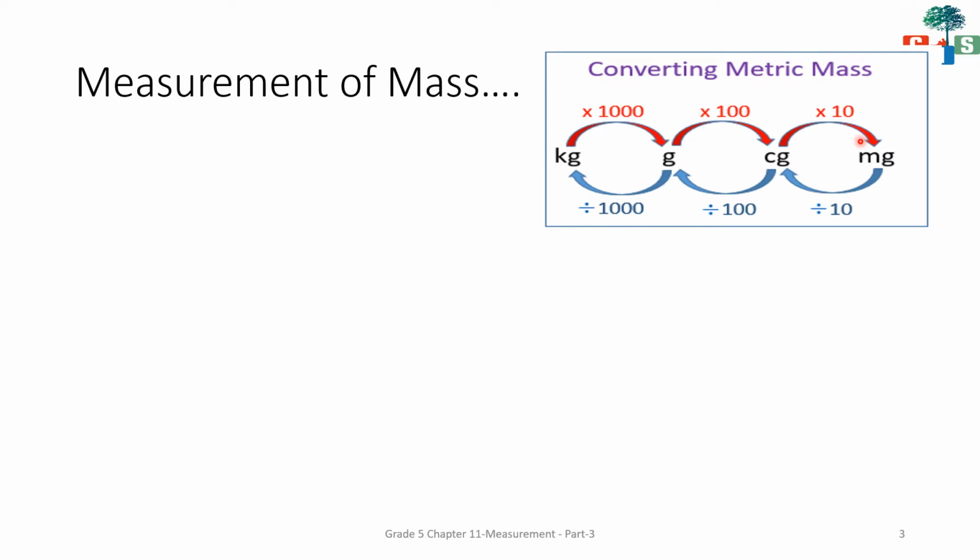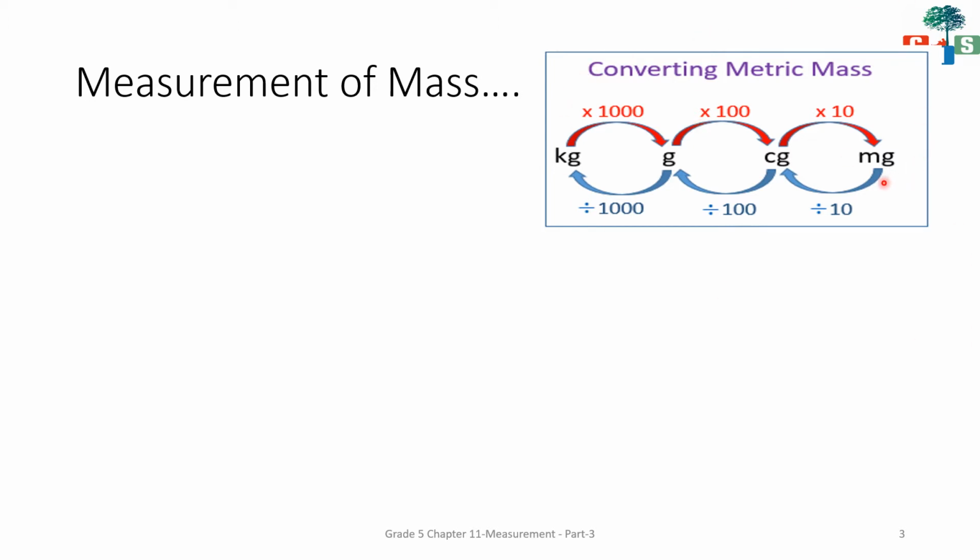So scholars, whenever we have to convert from a bigger unit to a smaller unit, what do we need to do? We need to multiply. And whenever we want to convert from a smaller unit to a bigger unit, we have to divide, as we have learned in conversion of length. The same way we have to do with mass also.